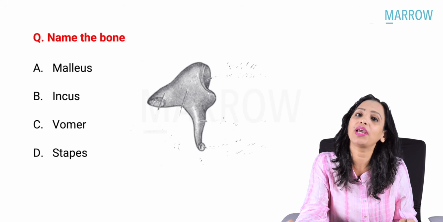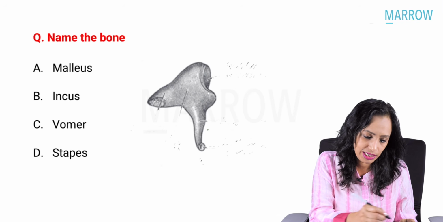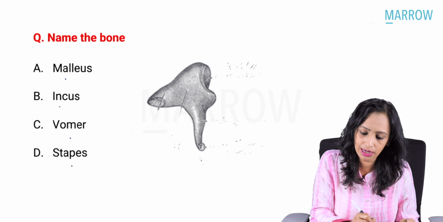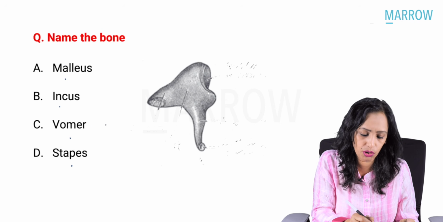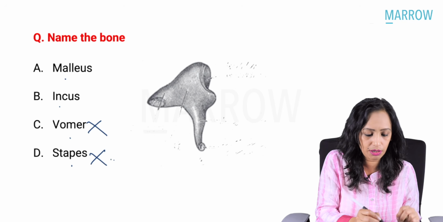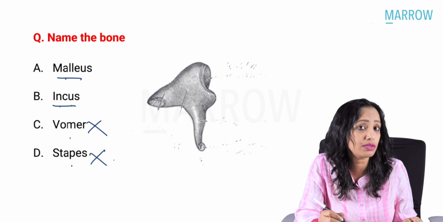The first question we have here is: name the bone. Okay, so we are seeing some bone here and the choices are malleus, incus, vomer and stapes. So definitely we know it is not vomer. We also know it is not stapes. So we have two things in mind. One is the malleus and the other is incus. What do you think this is? Is this malleus or is this incus?